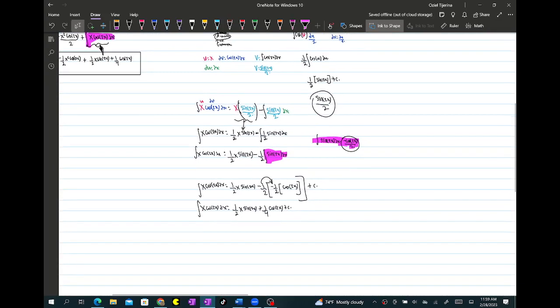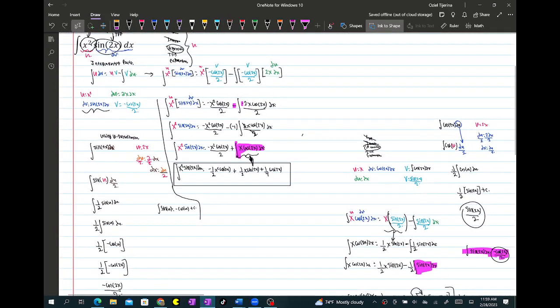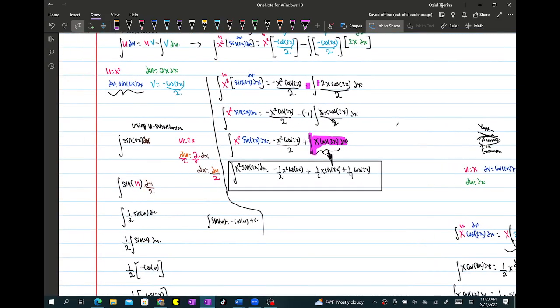In case you don't know the integrals of those by heart, like the double angle ones, then you can use other methods. You can use u-substitution to get those. That was the whole point of this video: in case you're ever stuck, if you know your u-substitution well and you know how to integrate the double angle identities well, you can use that to your advantage to finish this problem up.